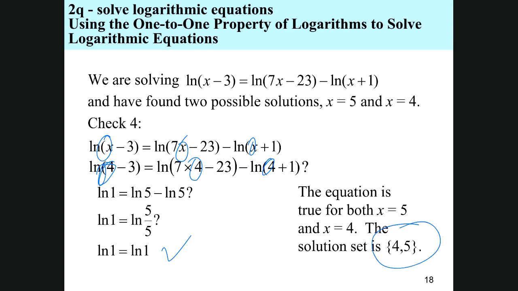That can sometimes happen. In all the examples before, one of the proposed solutions ended up being invalid. But in this case, they both work. So you could have 2 good answers. You could have only 1 answer. You could have no answers. There are some logarithmic problems that don't have a solution. So watch out for those as well.